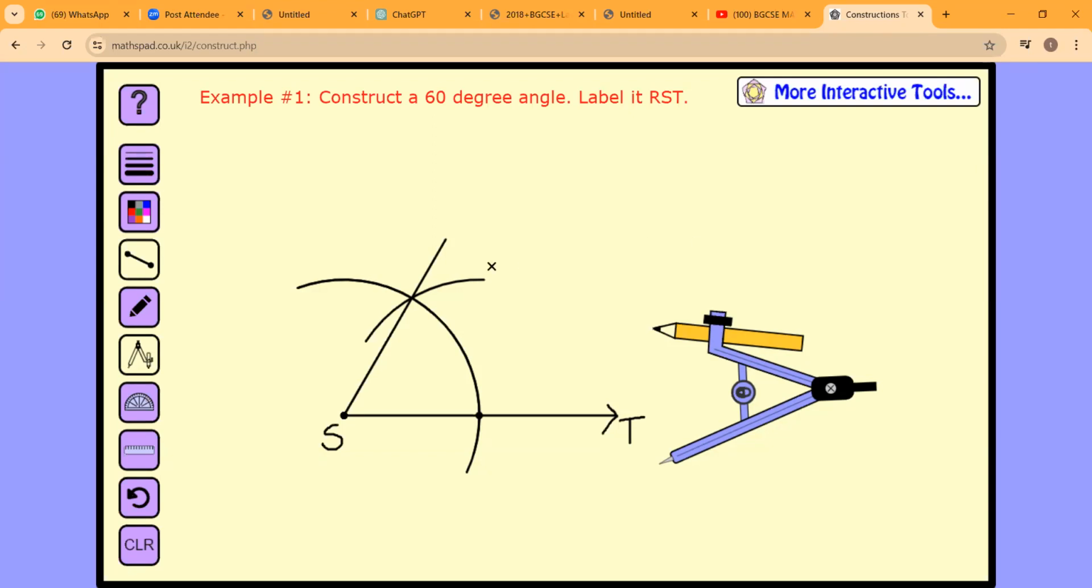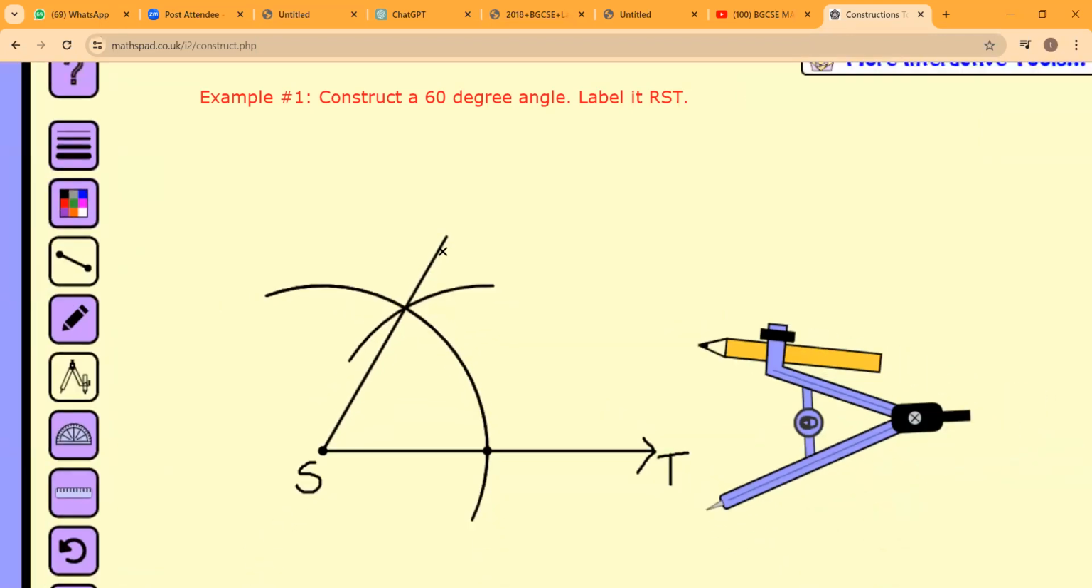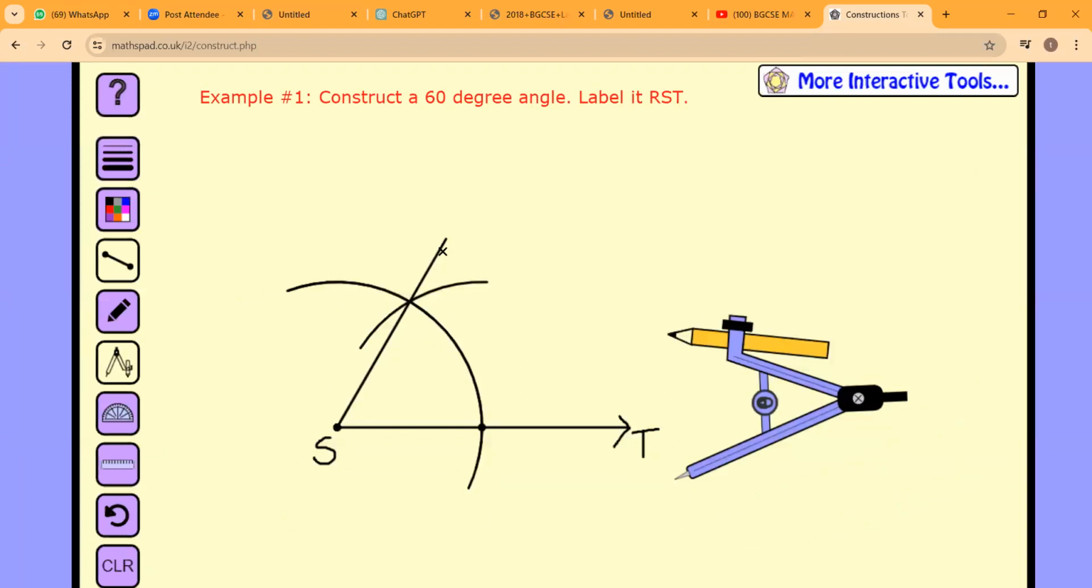Okay, good. So after we already draw this line from point S all the way to cut it, right? What do we have to do to check if our answer is right? Measure to see if it's 60 degrees. Yeah, measure to see if it's 60 degrees. What is the instrument that is used to measure angles? Protractor. So we have to go ahead and get our protractor and measure 60 degrees.